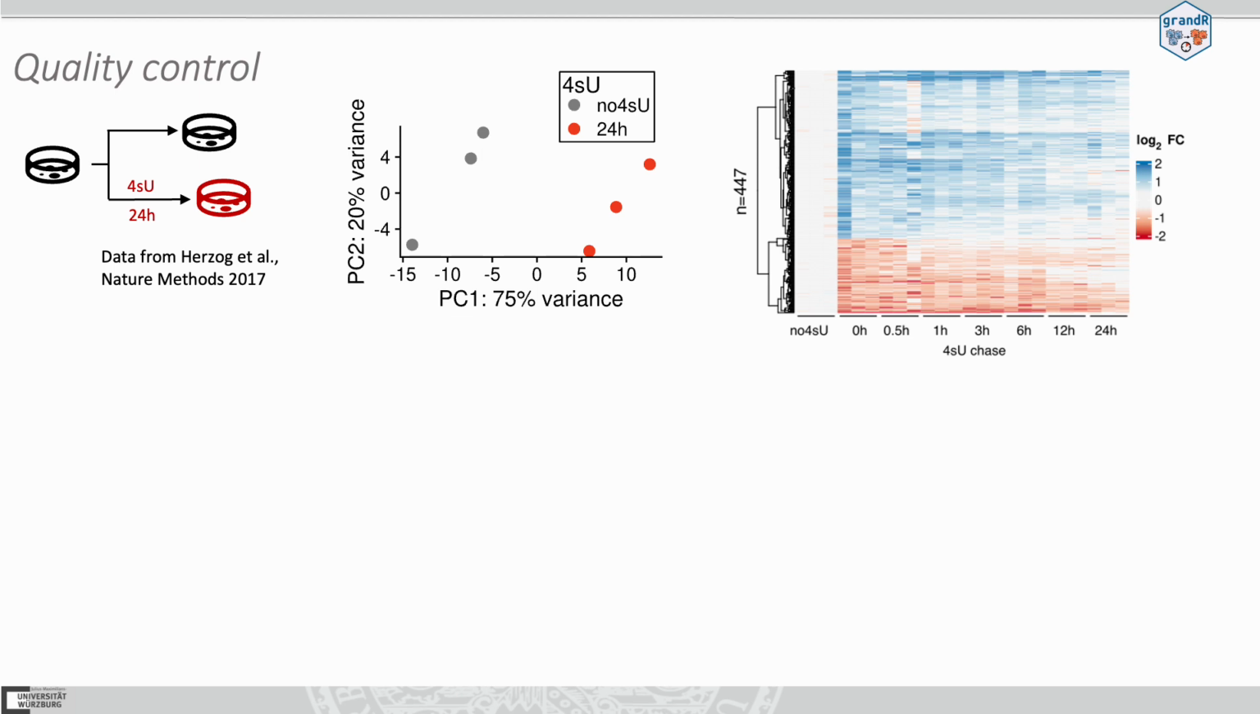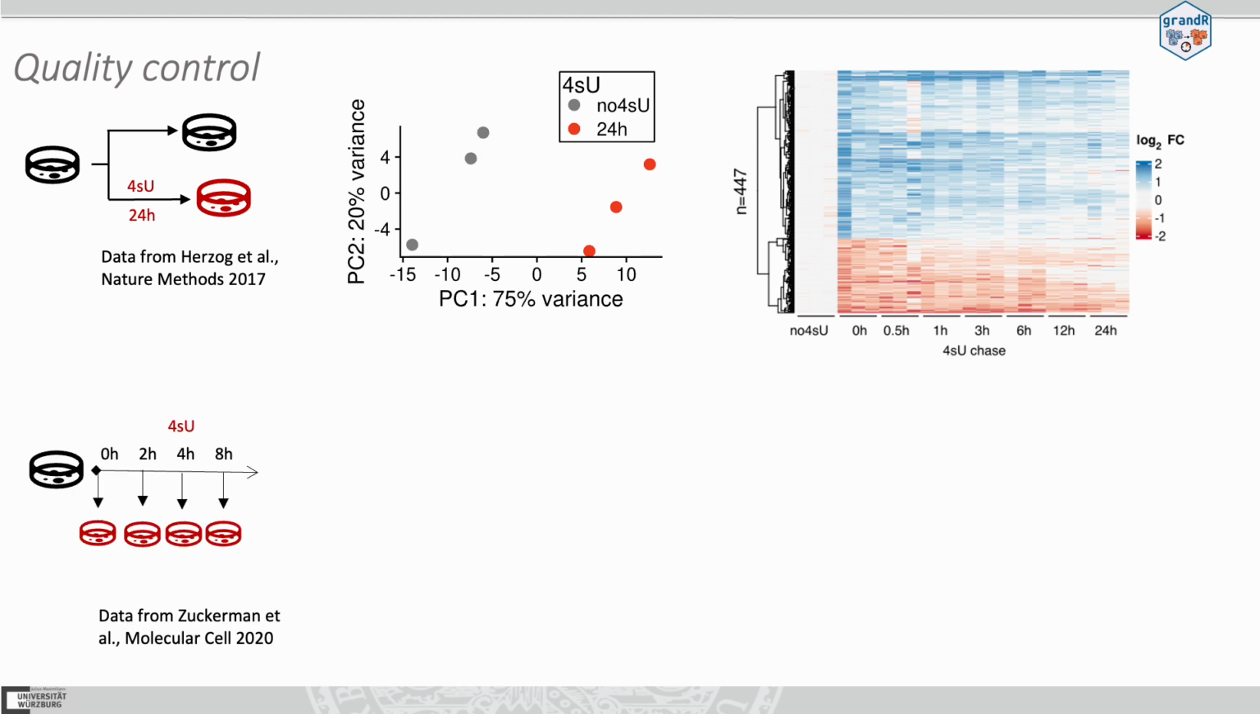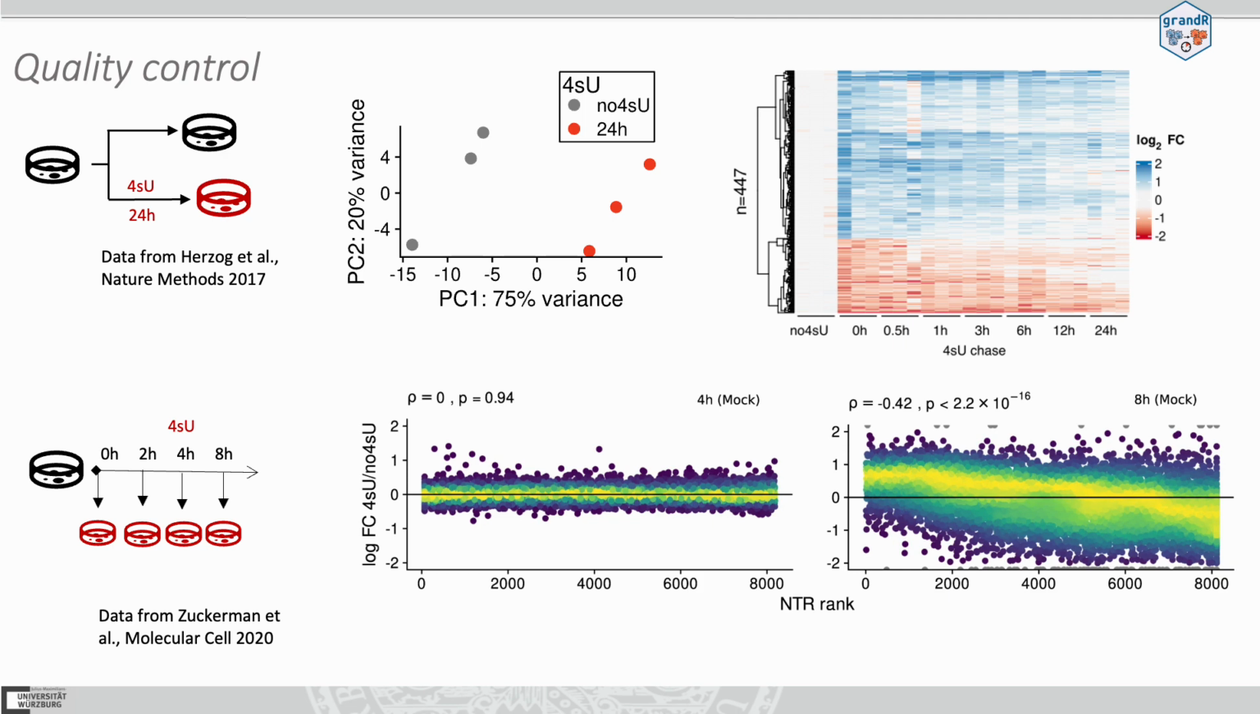Kinetics can also be analyzed without chase by monitoring the drop of RNA over time. Such progressive labeling experiments provide accurate estimates when time points are chosen roughly in the range of the actual RNA half-life. Here we looked at an experiment where they did progressive labeling at 0, 2, 4, and 8 hours. Quality control here revealed that after 8 hours, but not before, the log-fold change of 4-SU to no 4-SU was correlated with the NTR rank. This is the drop in the right-hand plot, whereas on the left-hand plot we don't see such effects.